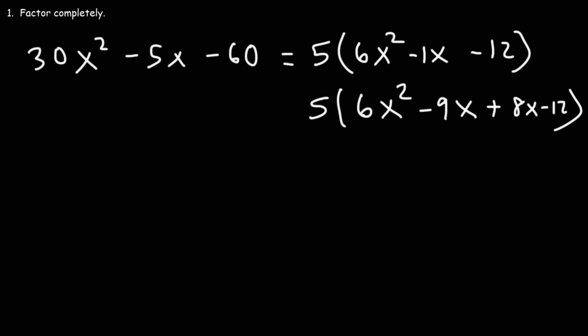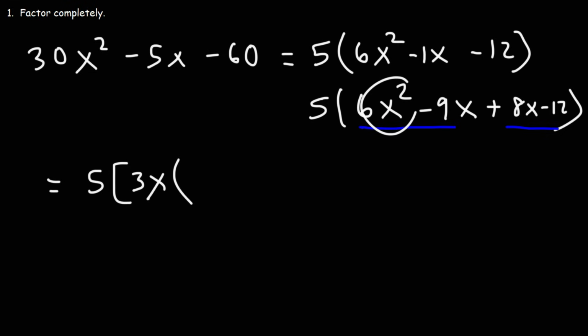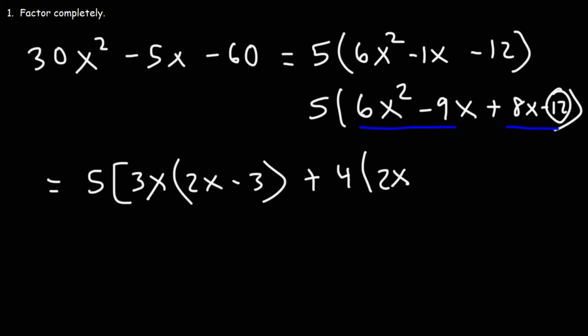Now at this point, we can do something called factor by grouping. So we could take out the GCF in the first two terms and the last two terms. In the first two terms, we could take out a 3x. 6x squared divided by 3x is 2x, and negative 9x divided by 3x is negative 3. Now for the last two terms, the GCF is 4. 8x divided by 4 is 2x. Negative 12 divided by 4 is negative 3.